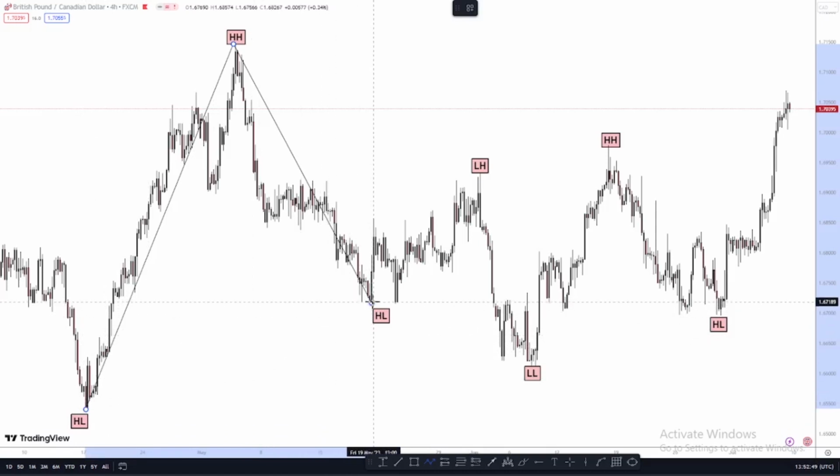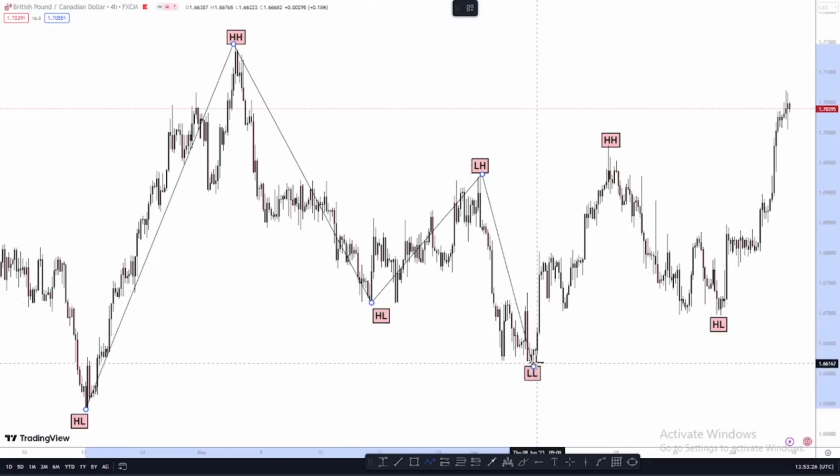Alright? After this higher low was created, what did the price do next? It came back up to create a new lower high. After this new lower high was created, what did the price do next? It came back down to create a new lower low. Why is this a lower low? Because this low is lower than that of its previous lower low.